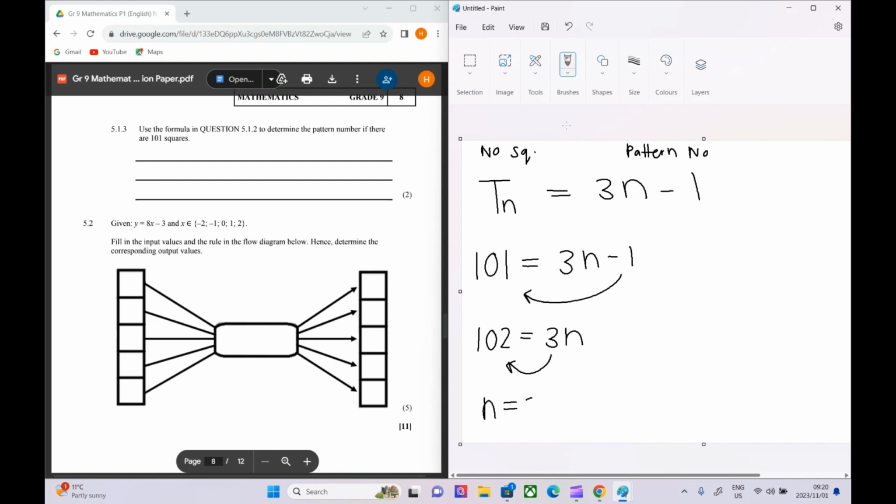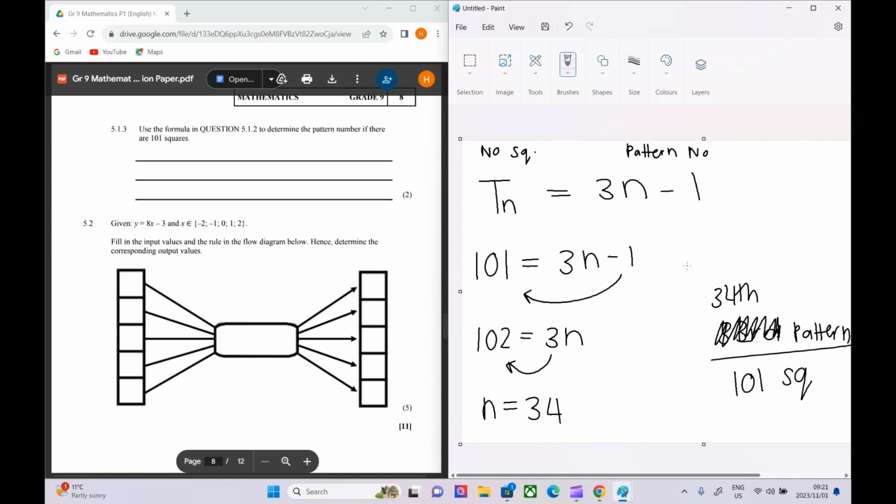So n is 34. Okay, so what that is telling us is that when the pattern number is 34, there are 101 squares. So if they asked you to draw the 34th pattern, you would have 101 squares in it. I'm not going to try to draw that one.